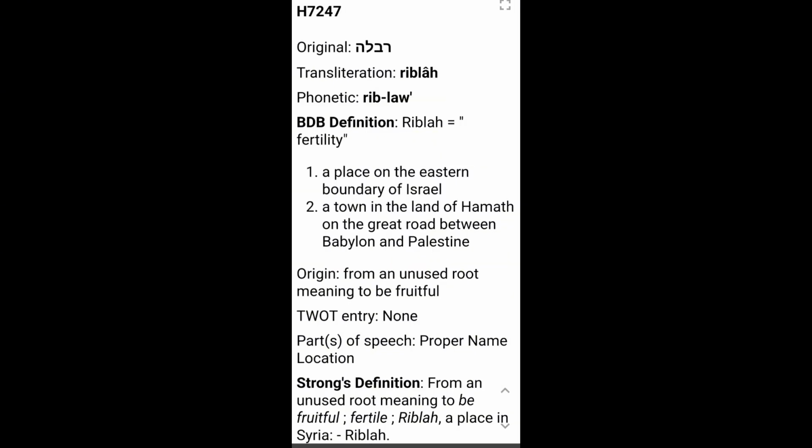So I go to the 7247 and find the word Riblah, and it says it's a specific place. It's not just near the wilderness. It's a place on the eastern boundary of Israel, a town in the land of Hamath. It goes on, it says it comes from an unused root to mean fruitful and fertile. So it's a specific place.